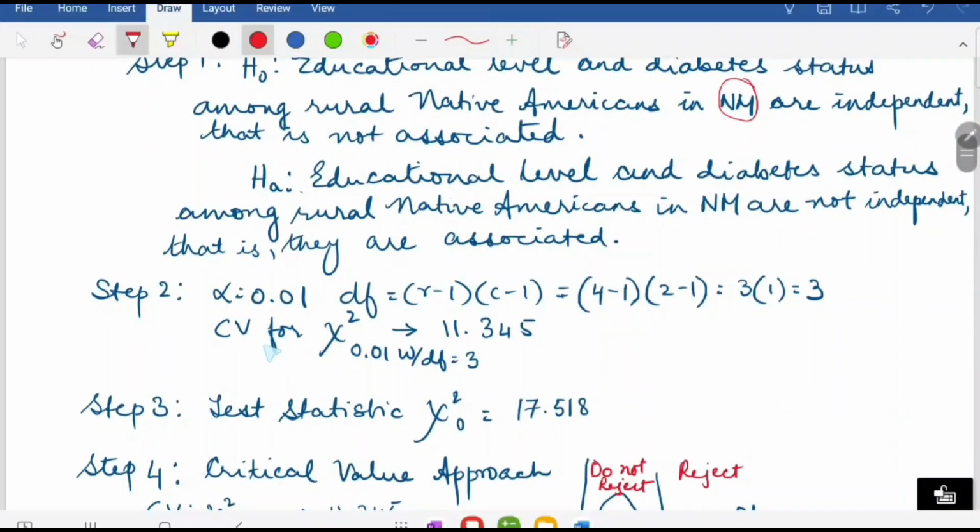In step 2, all right, we determine our significance level, and because we have to perform our test at 1%, significance level alpha is 0.01, and we also have to find the DF.